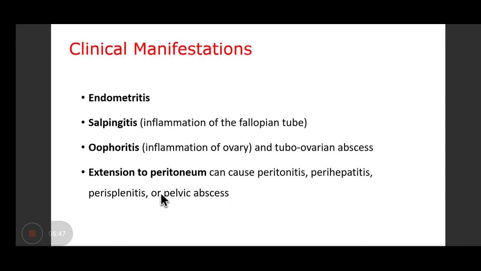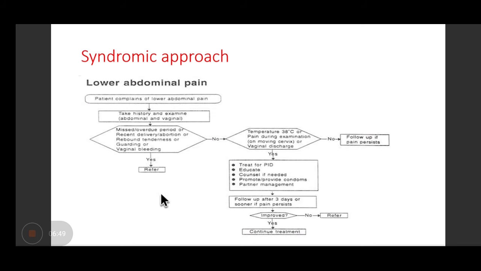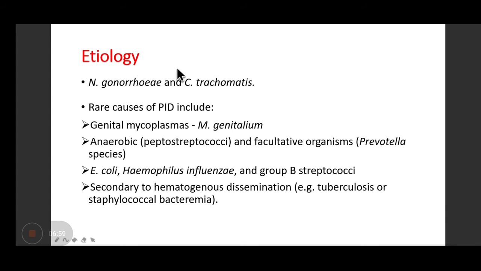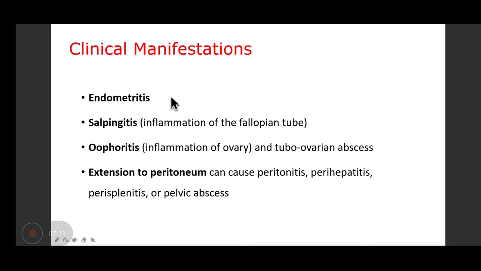Supposedly you get a question on pelvic inflammatory disease, then this syndromic approach is important. How we are going to treat the PID, and etiology is important. So it has a number of organisms. The most common are, and this must have been covered in some other system.